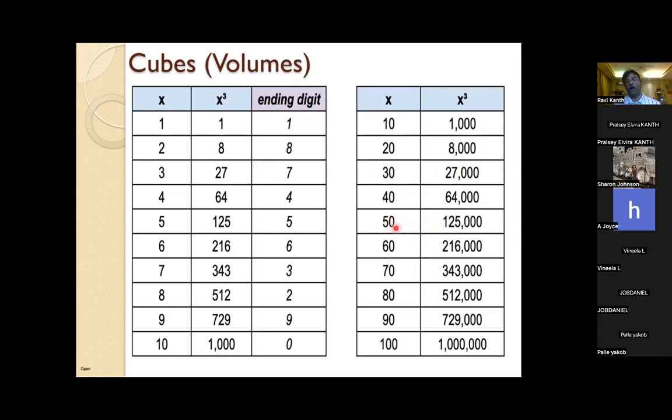Now, if I say any number, for example, 70,000, the moment you say 70,000, I know the range. Where it lies, the cube root is between 40 and 50. And if the end digit is 5, then immediately I will say it is 45.